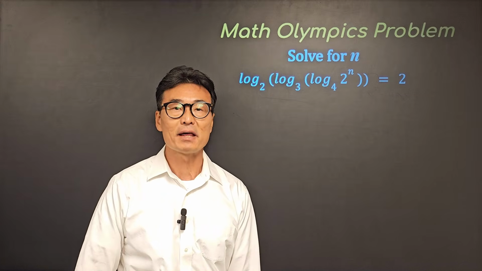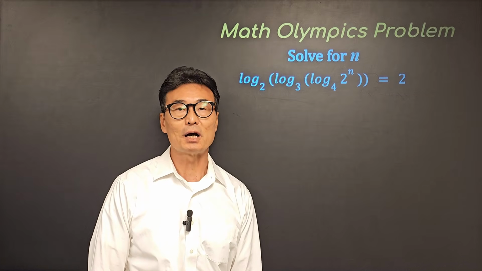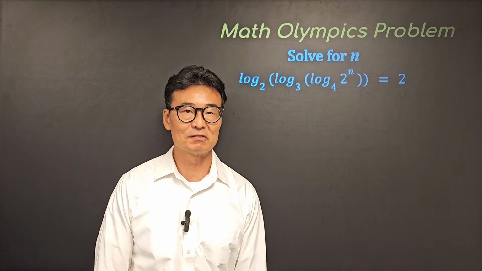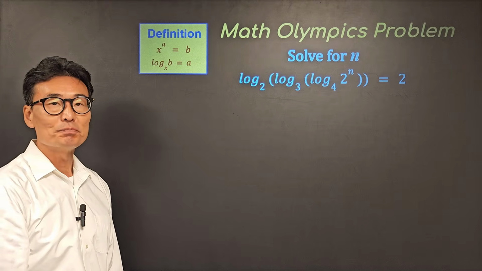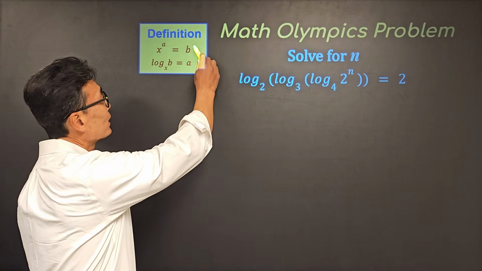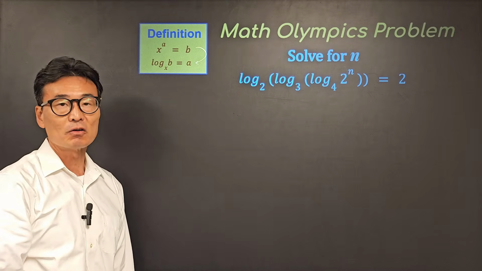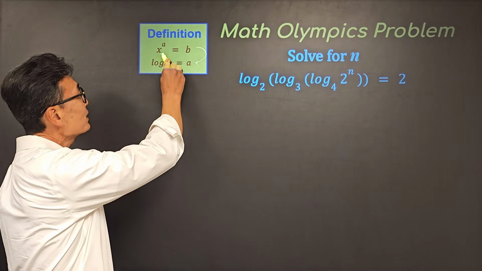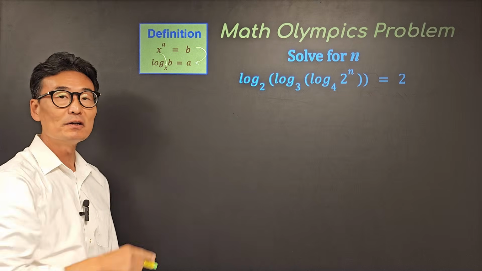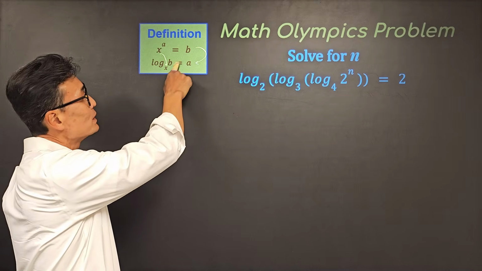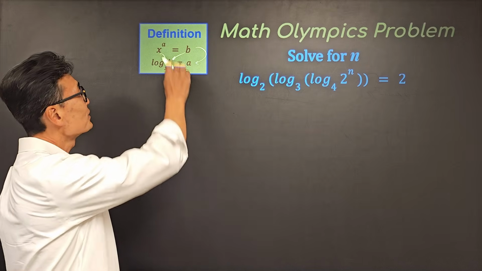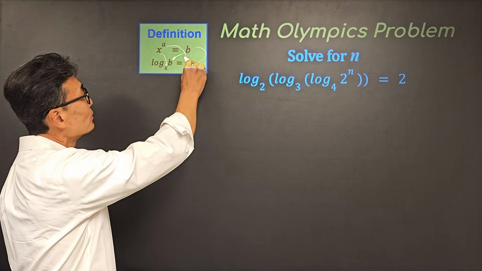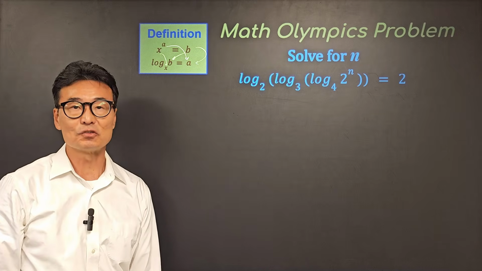To solve this Math Olympics log equation problem, you want to first know this. Given x to the a power equals b, you want to be able to change that into a log equation where the base x goes right there, and then the argument b comes from the right side of the equal sign, and of course the exponent goes on the right side of the equal sign.